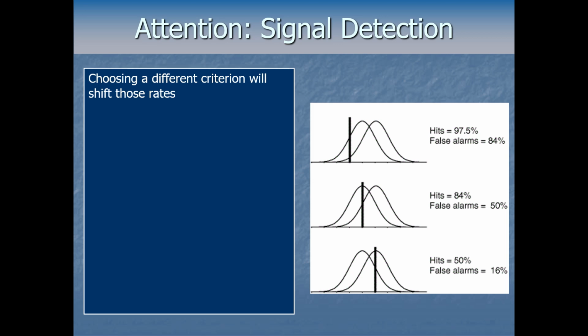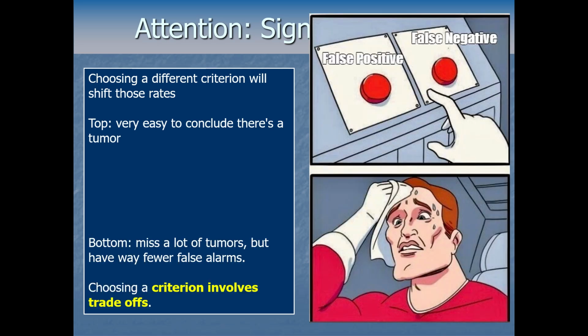Now, in the bottom case, the bottom graph here, with that more conservative criterion, you're going to miss a lot of tumors, but you'll have fewer false alarms. No matter where we put the criterion, we're going to make mistakes. So it's about finding the right balance or choosing which mistakes we're most worried about. And again, you might want to take into account the base rate of how common the thing is in general, so that we know how badly false alarms might swamp the real hits. Choosing a criterion always involves trade-offs.